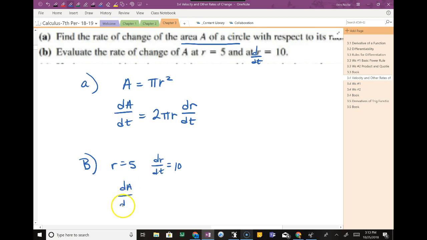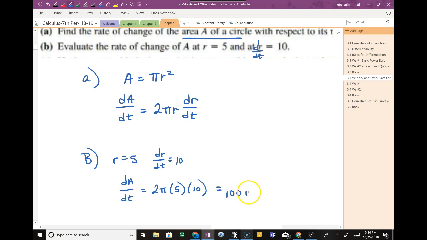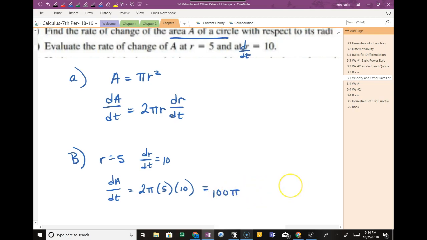So all I would do is literally a plug and chug at this point. I have 2 pi, r is given as 5, dr/dt is 10. So it would be 100 pi. I wish they had some units on here. Let's just say it was in inches. This area would be expanding at 100 pi inches squared per, let's say, second. This is the rate of change of the area. So the area is getting bigger at that rate.